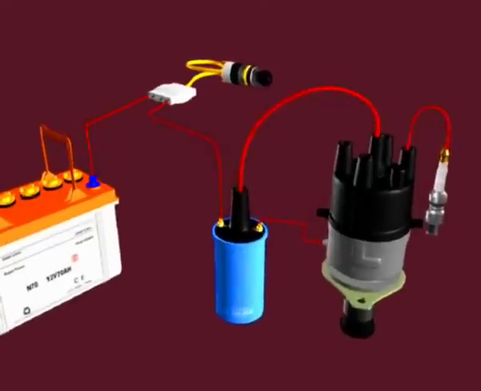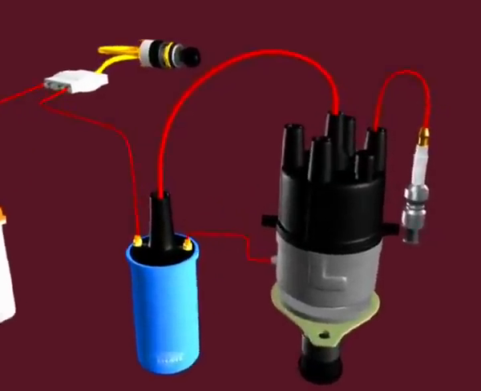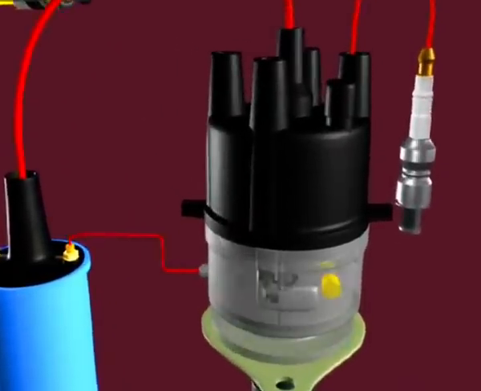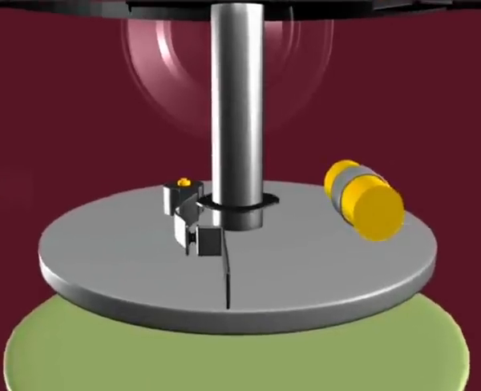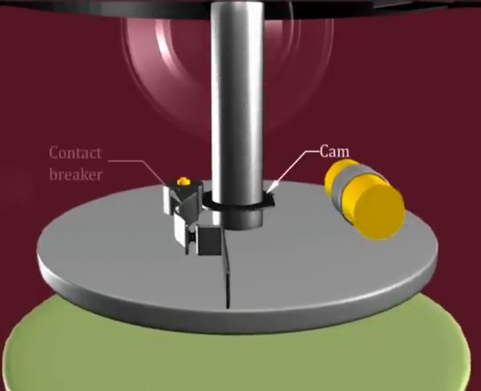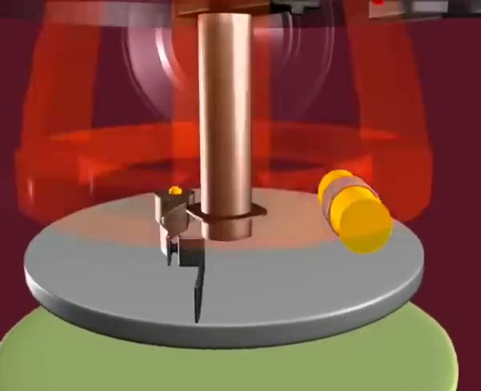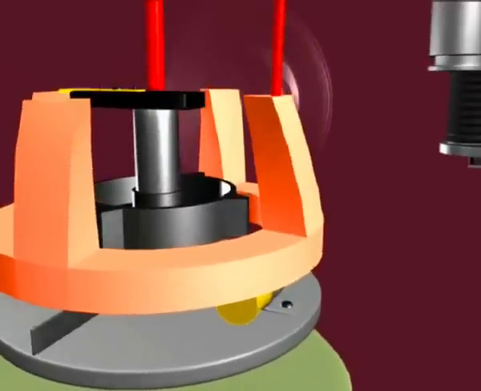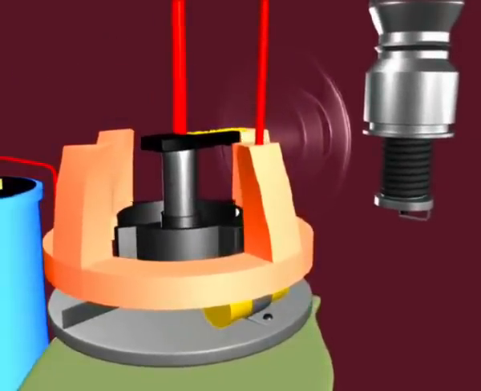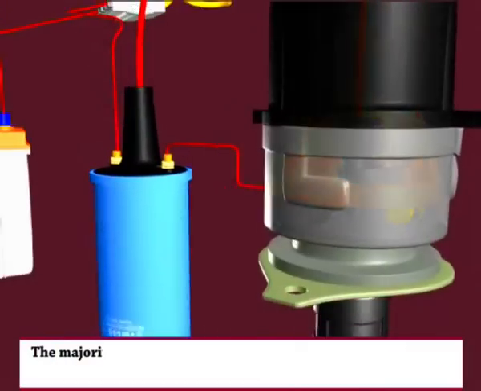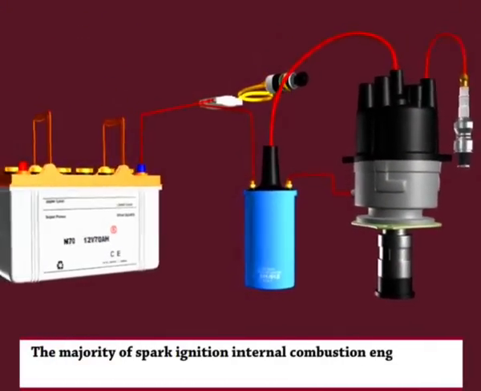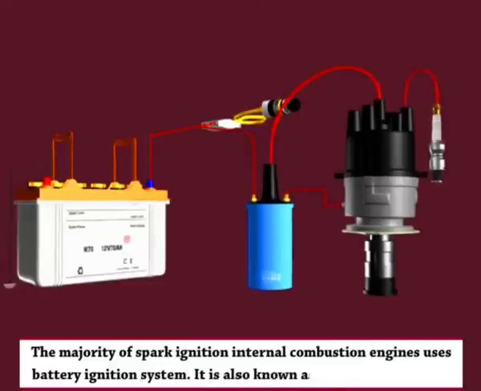Now take a close look at the distributor. Cam, contact breaker, and rotor. The majority of spark ignition internal combustion engines use battery ignition system. It is also known as coil ignition system.